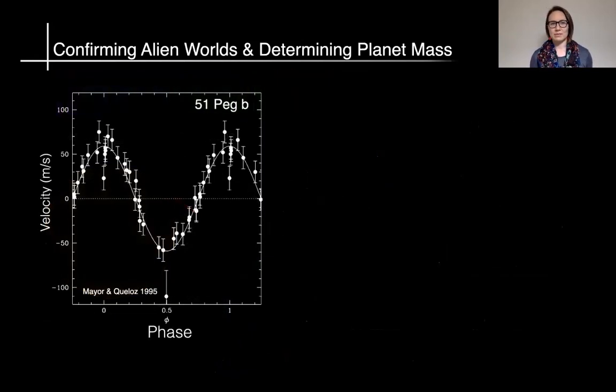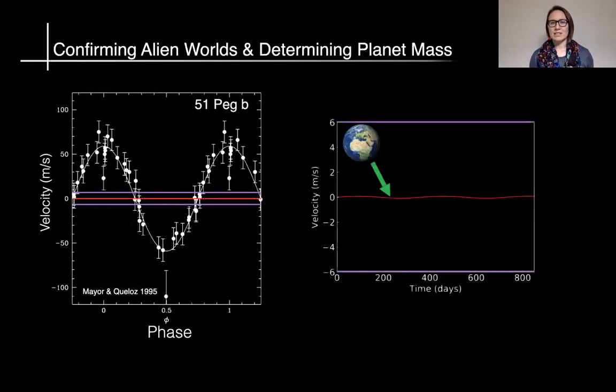So let's go back to 51 Peg. All right, we have our sinusoid here. This is our planetary signal. Now let's zoom in on this area here, around plus and minus 6 meters per second. The reason I'm zooming in on this is because what I'm interested in now is pushing beyond the previous detection. 51 Peg b is a hot Jupiter. But the next step, now that the instruments have improved, is to try to find a true Earth analog.